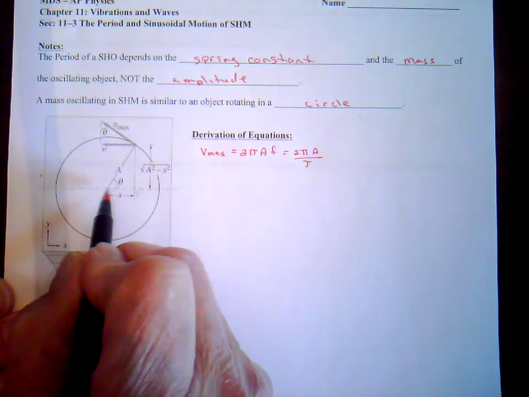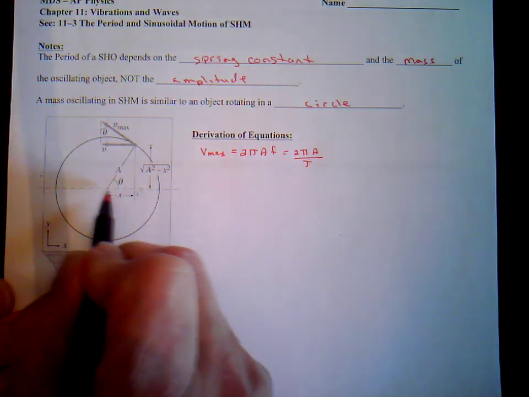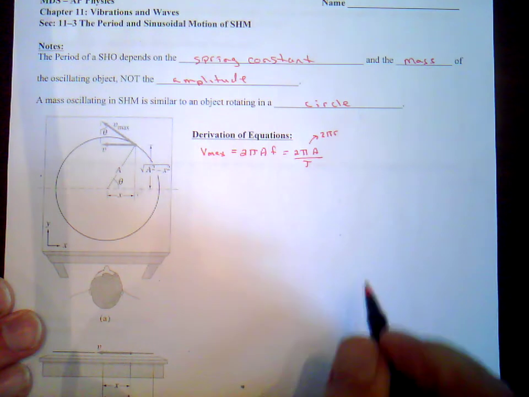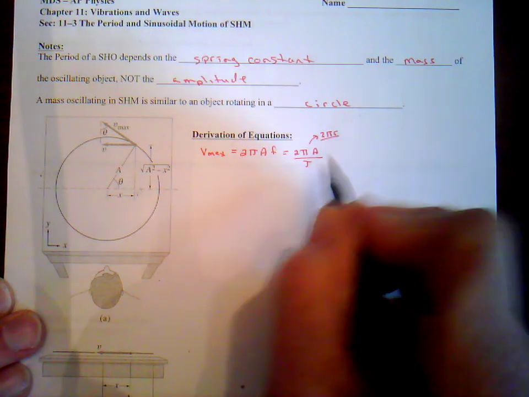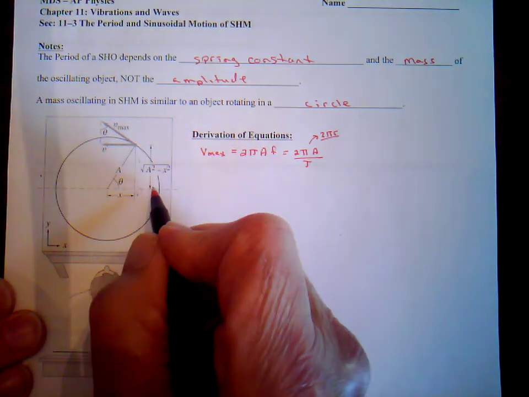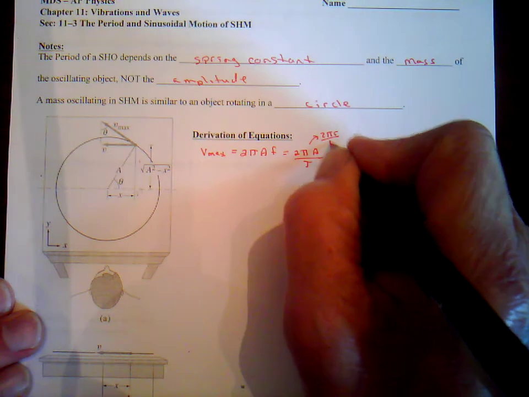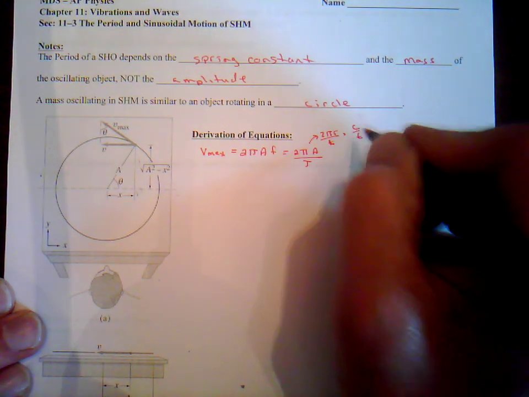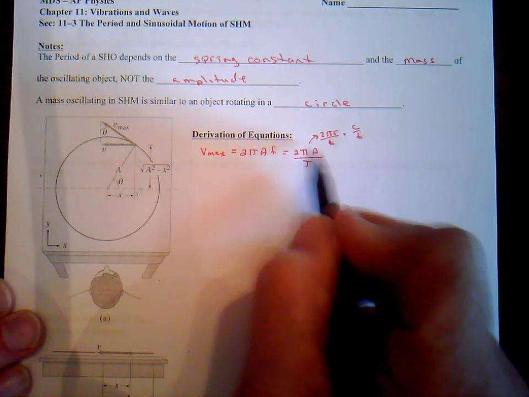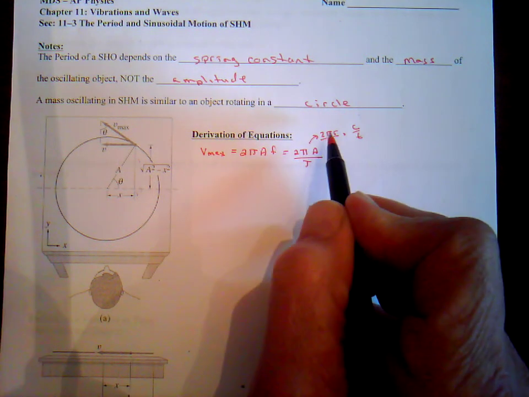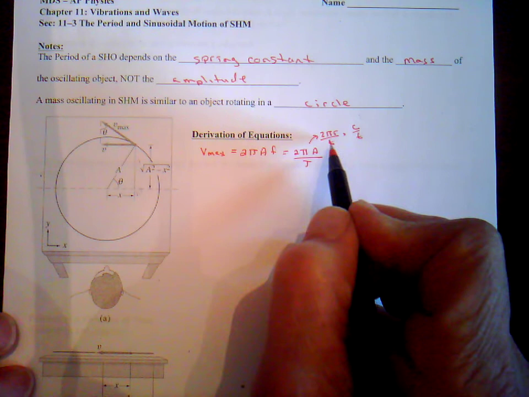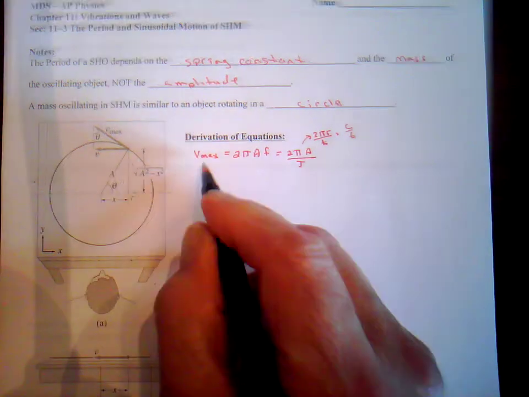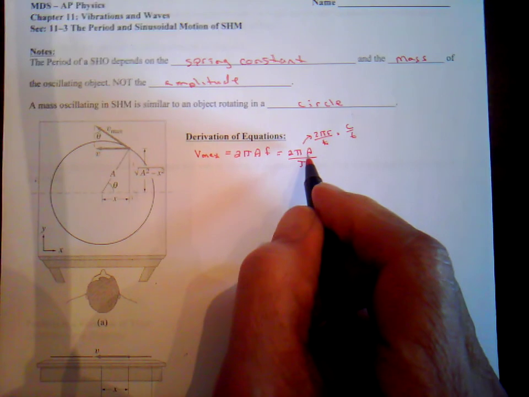2 pi a, again, the amplitude, is the maximum displacement, which is the radius of this circle. So this is actually 2 pi r, the radius, divided by the period, which is the time it takes to go around that circle, so that's the time. So this is circumference over time, which is distance over time. That's the velocity, the maximum velocity of that. We've used this equation before to determine the speed of an object moving in a circular path, distance over time, circumference over time. That's the same as this equation right here, but this is the maximum velocity for that situation, all right?